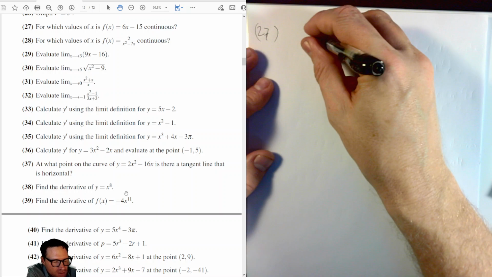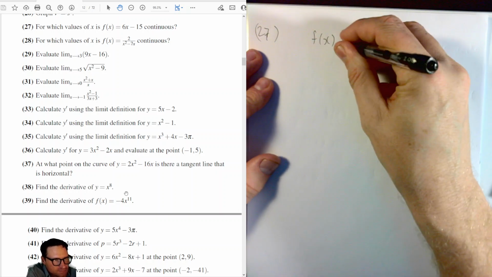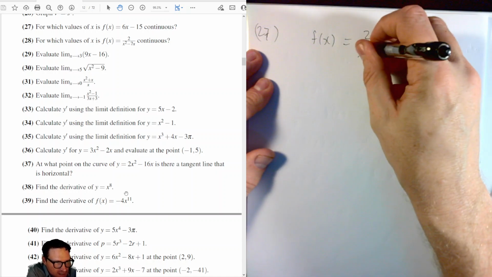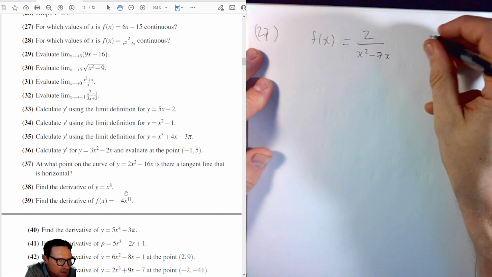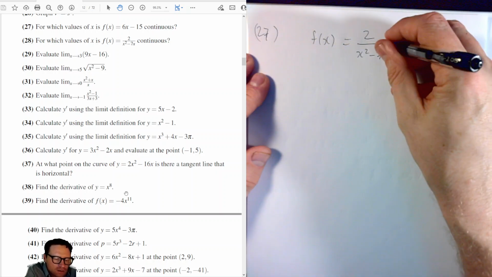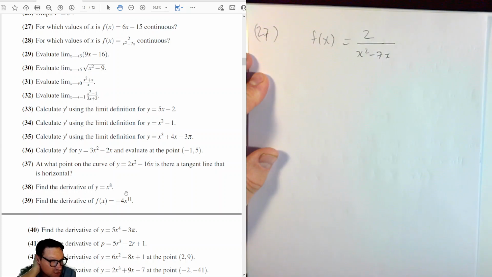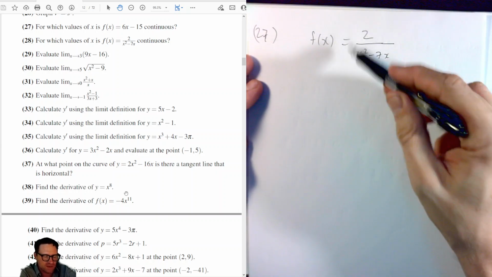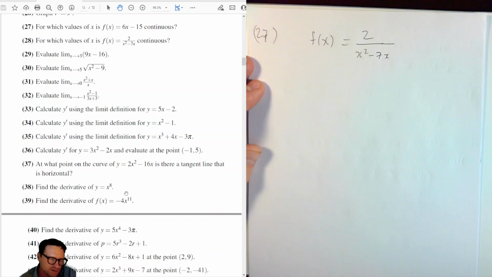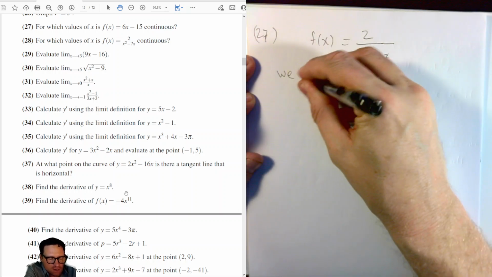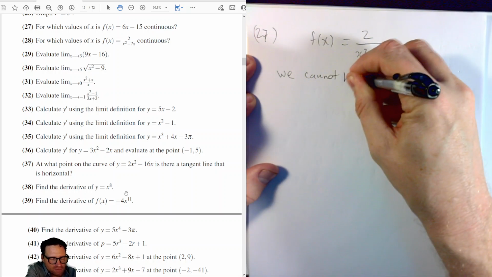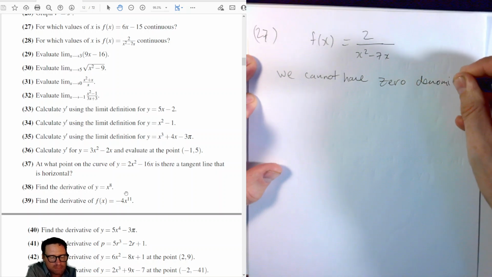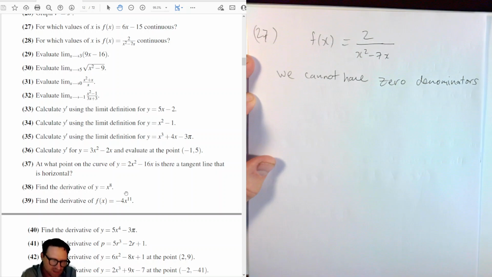which says for which values of x, where f of x is given by 2 over x squared minus 7x, which values of x is this function continuous? Okay, so we have to consider, are there any problems with the definition here? Well, we certainly don't want 0 denominators, so let's write that. We cannot have 0 denominator.